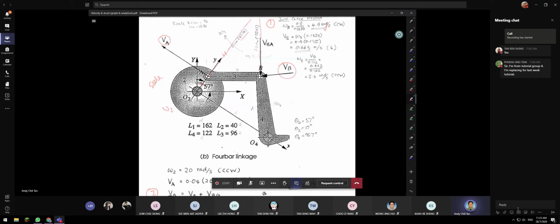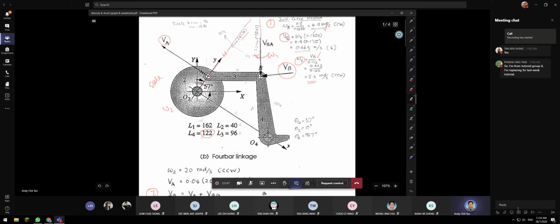Now B is also the same. Now we know omega 3, so this one, omega 3 multiplied by this distance, which I measure to be this value. Therefore, you can find the velocity of B. But we need to find omega 4. If you know velocity of B, here you substitute B, you divide by the radius, which is given, L4, 122, change to meter, you get 5.4.